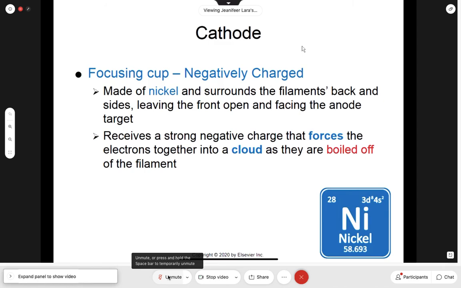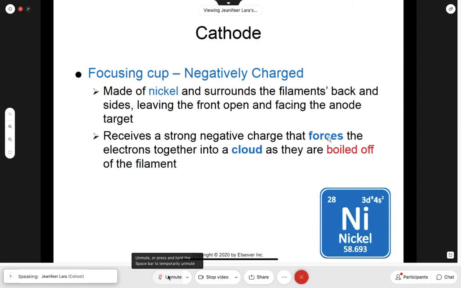So the focusing cup is going to be negatively charged. Once it is electrified, once electric current is passing through it, it is going to create a negative charge. It's made of nickel. It surrounds the filament, but not in the front. It doesn't completely house it. The front of the filament is open. The purpose of it being open is that when the focusing cup starts to receive that negative charge, that forces the electrons together into a cloud. This is negatively charged, so it's going to force the charge on all sides. It's going to force these electrons to stay together in the cloud. But then, once it gets turned off, we're going to allow the anode side to do its force of attraction.